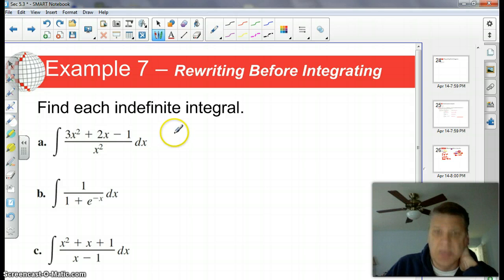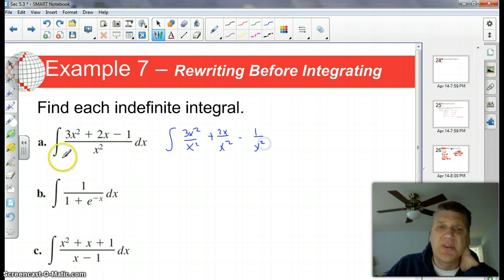I think I can break this up into 3 separate problems and then integrate each problem separately. So I'll rewrite this as 3x squared divided by x squared, plus 2x divided by x squared, minus 1 divided by x squared. We typically don't go this direction. Usually in algebra, I find common denominators and come up with this as the simplified form. But in calculus, sometimes we want to use this property so that we can break up each integral and integrate individually.